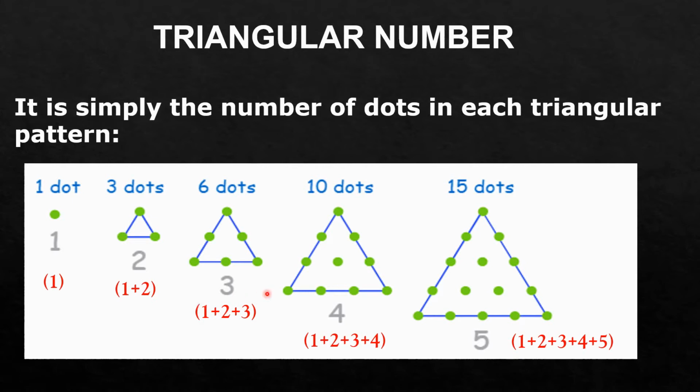So here the third triangle has another row with 3 extra dots, making 1 plus 2 plus 3, so that is equal to 6. So the fourth one has 1 plus 2 plus 3 plus 4, that is equal to 10 dots. So by adding another row of dots and counting all the dots, we can find the next number of the sequence. So like this, we will find out the triangular numbers.